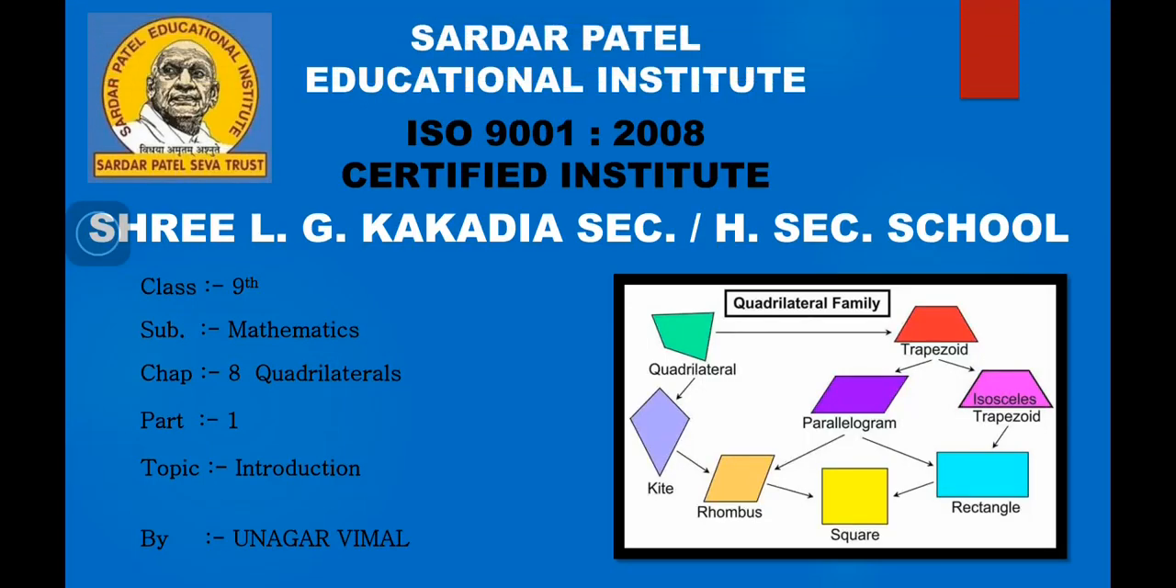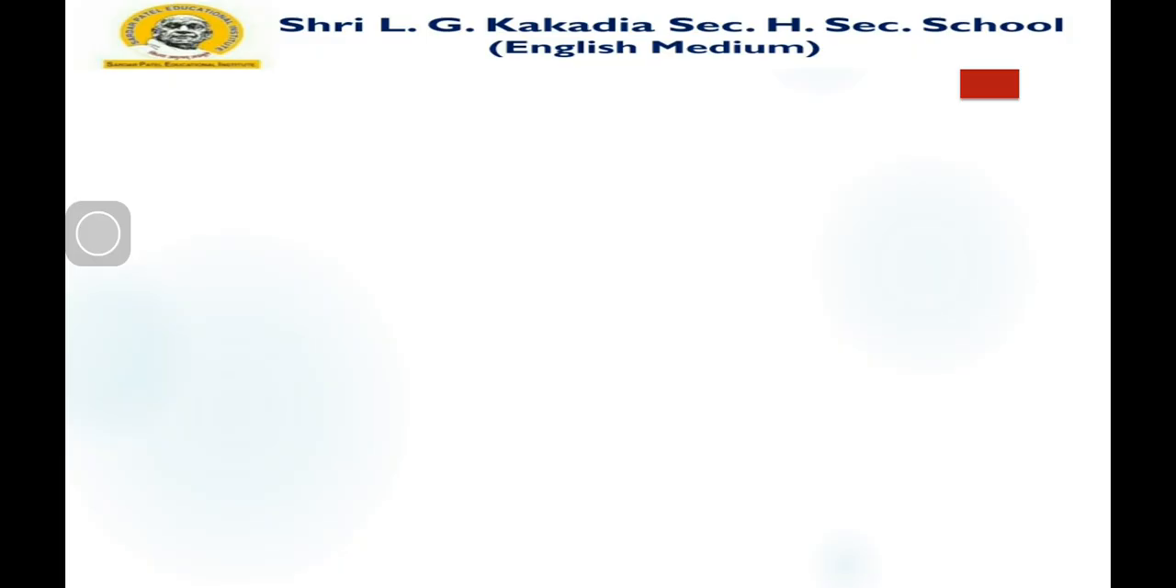Good morning, students. Here we are going to start a new chapter, Chapter 8, Quadrilaterals, and it is Part 1. We are going to take an introduction to quadrilaterals and their family, which types of quadrilaterals there are, and also discuss their characteristics and properties. Now let's first discuss what a quadrilateral is.